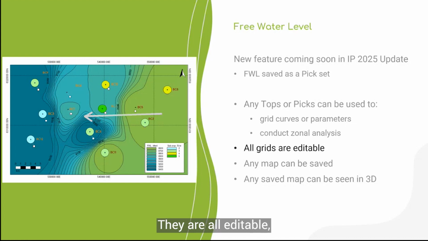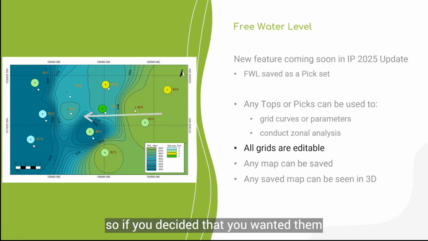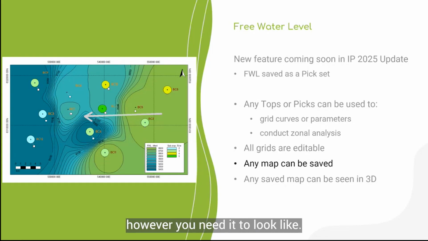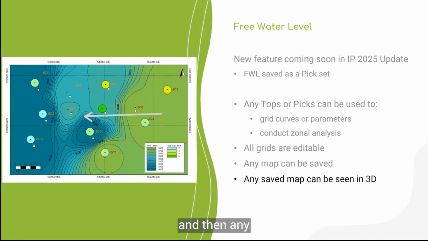They are all editable. So if you decided that you wanted them to be a different color or different shape or have more contours or less contours, that property form is accessible and you can change that to be however you need it to look. And then once you have it set up with all the extra information, your scale bars, your key panels, etc., they can all be saved so you don't have to make them from scratch every single time. So there is a memory to the mapping. And then any structural surface can be seen in the 3D viewer.